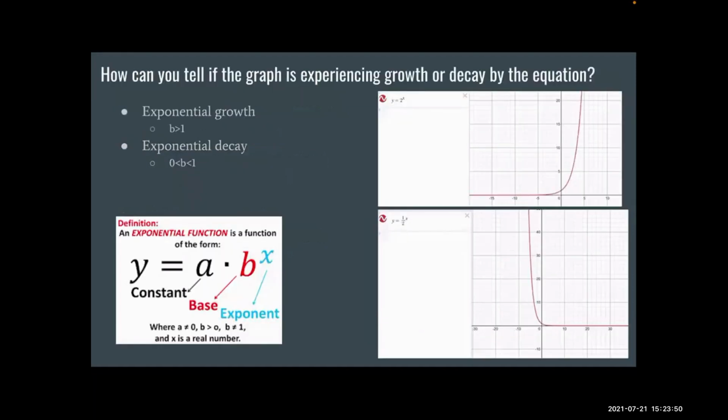So as I touched upon in my previous slide, the base of the exponent is the indicator of whether the graph will experience growth or decay. So for exponential growth, if the base is larger than 1, you'll see the graph grow or increase. So in my graph to the right, I use the base of 2. And then for exponential decay, if the base is larger than 0 but less than 1, you will see decay or a decrease. So in my other graph to the right, I use the base of 1/2.